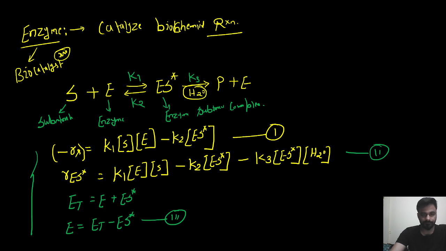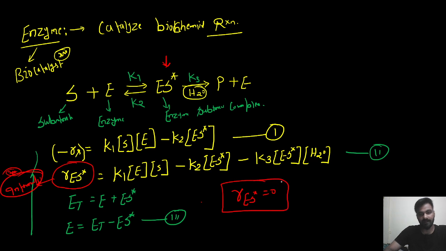Now here, since this is ES star, this ES star is our intermediate. So from transition state theory, we can call it an intermediate. The intermediate forms for a very short interval of time, so the rate for the intermediate will be equal to zero, right? So I can write R ES star is equal to zero, and from there we will be able to calculate the value of the concentration of the intermediate, right?